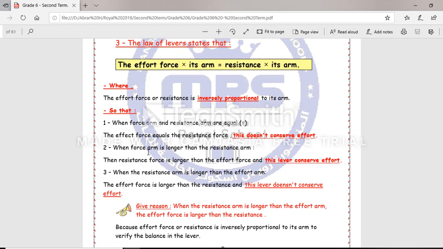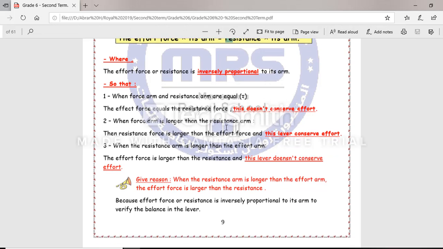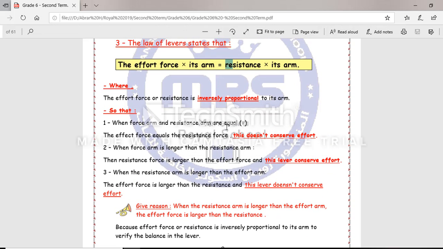So when the effort arm and the resistance arm are equal, the effort force equals the resistance force. And we say that this lever doesn't conserve effort, doesn't save effort.